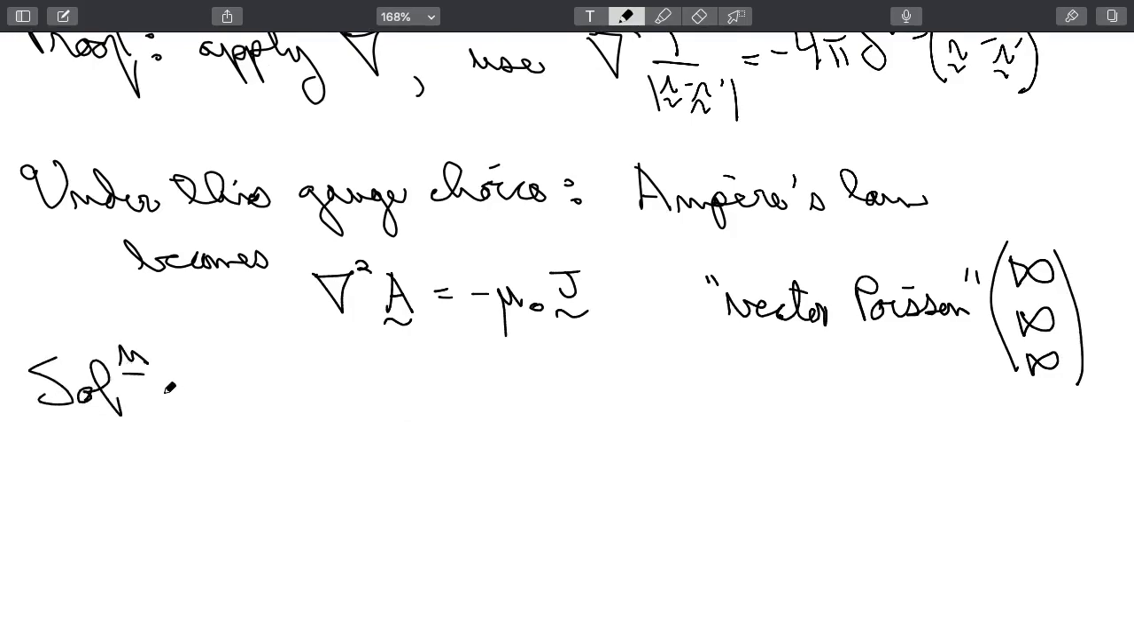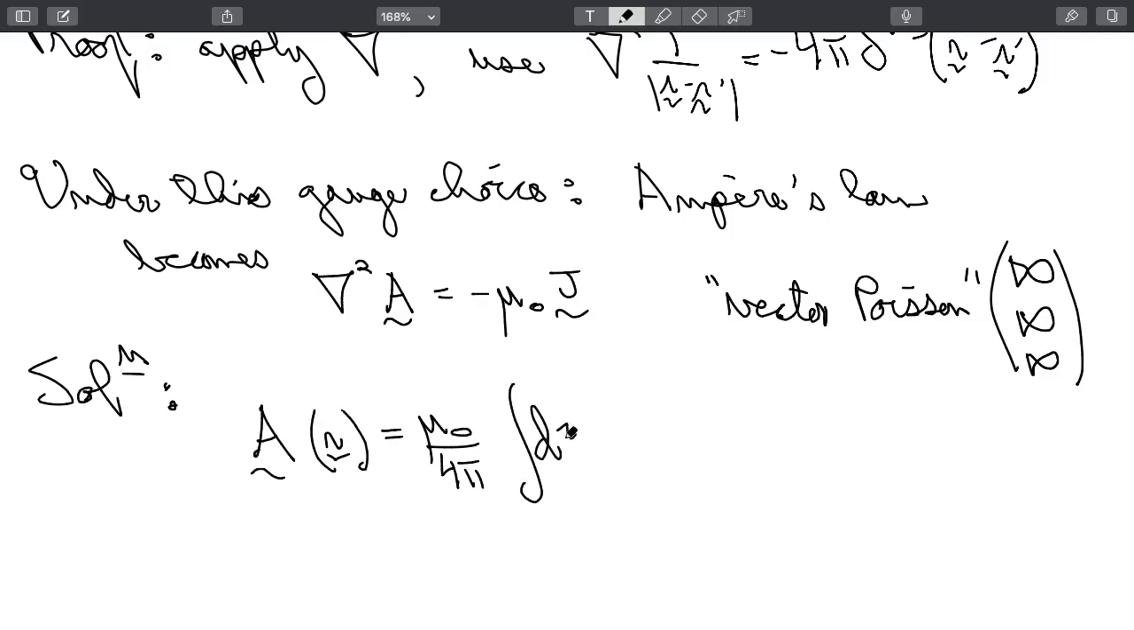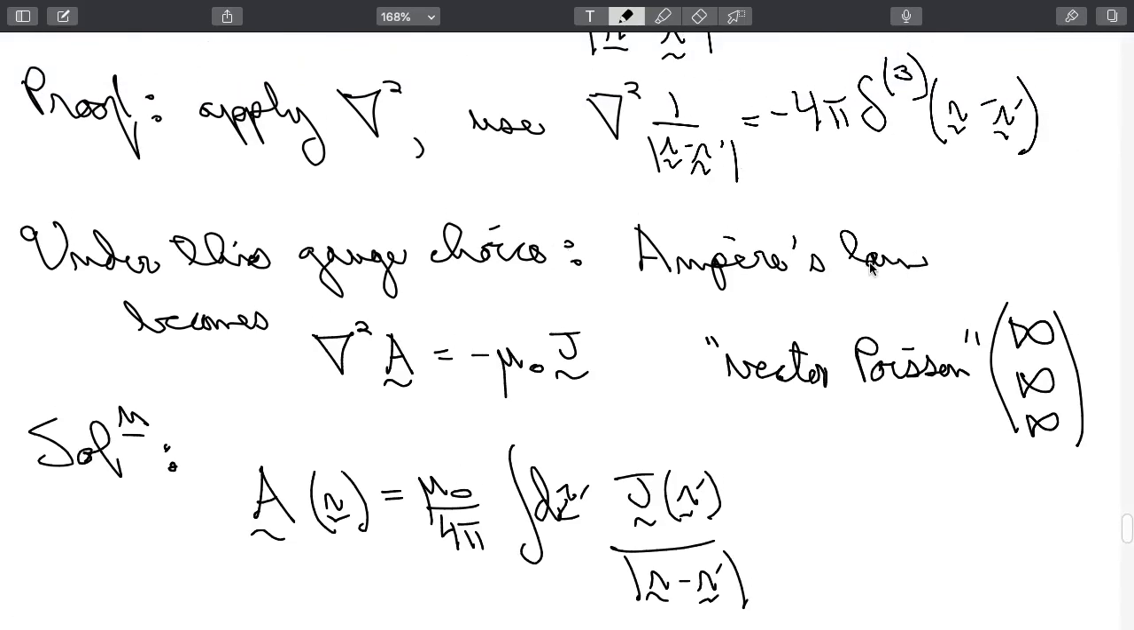The solution of this thing is once again very simple because I just need to invert this Laplacian operator. I do that with the trick that we've just seen and we had already seen in electrostatics. So A of r is just mu 0 over 4 pi times the integral over my volume of the source current density, J of r prime, divided by |r minus r prime|. And again, you can verify that this is a solution to this particular equation by simply using this wonderful identity that we had with the Dirac delta function.